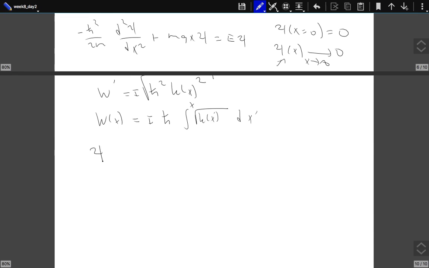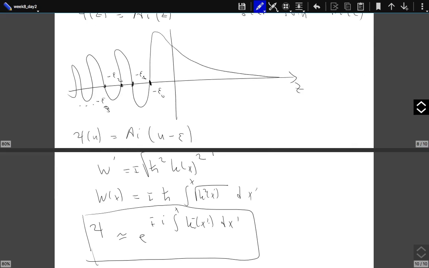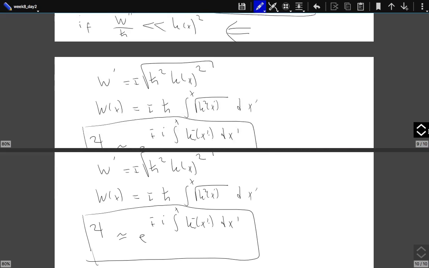Or my psi, I have two solutions, is approximately e to the power plus or minus i integral up to x of square root of, let me just write k of x prime, k of x prime dx prime. And I have two solutions. Now that is also kind of expected. You say this is kind of the solution, the problem I'm looking for, I'm trying to solve.